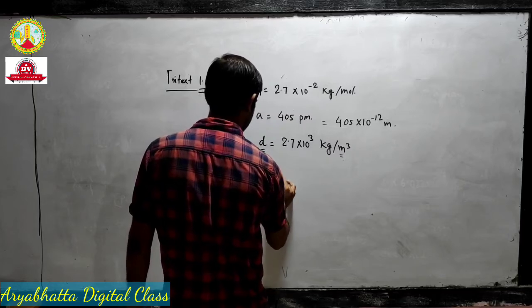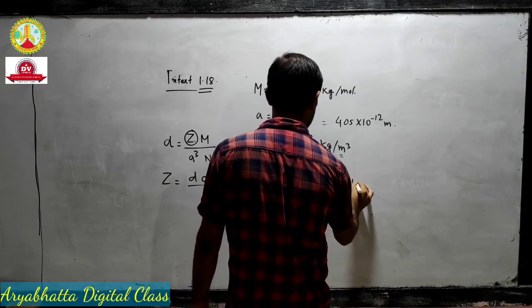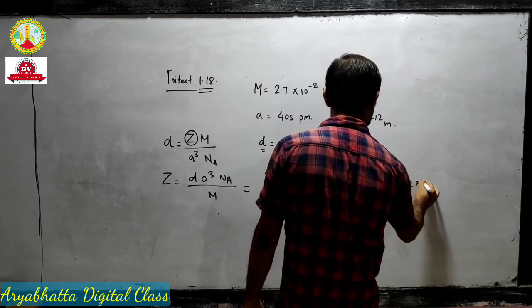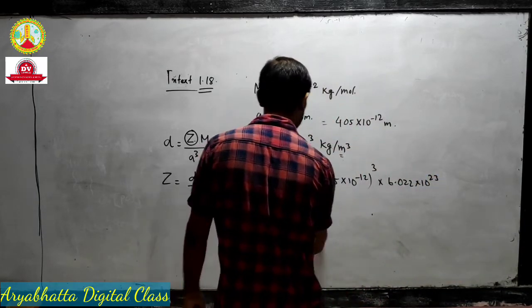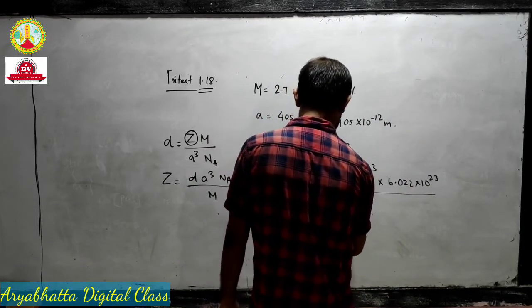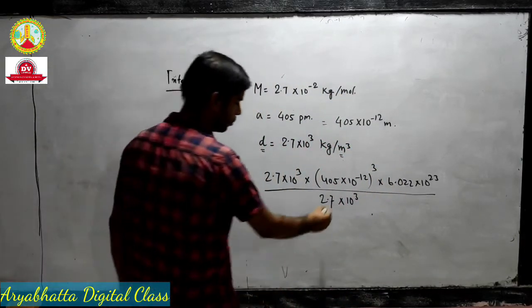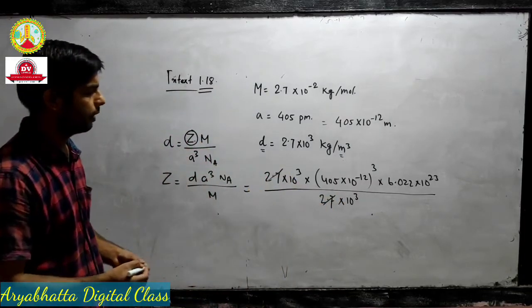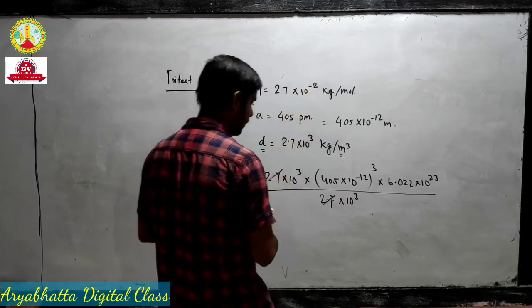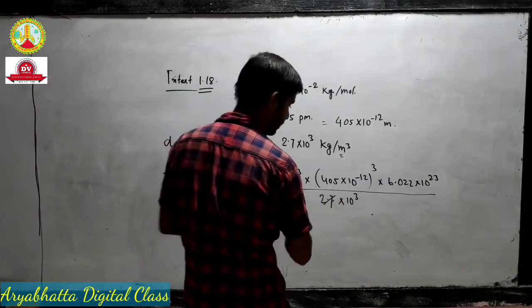So what is the density? What is a? And finally, we divide it by the molar mass. You can cancel this 2.7. Oh, the molar mass is minus 2, I guess. Yeah, it's minus 2.